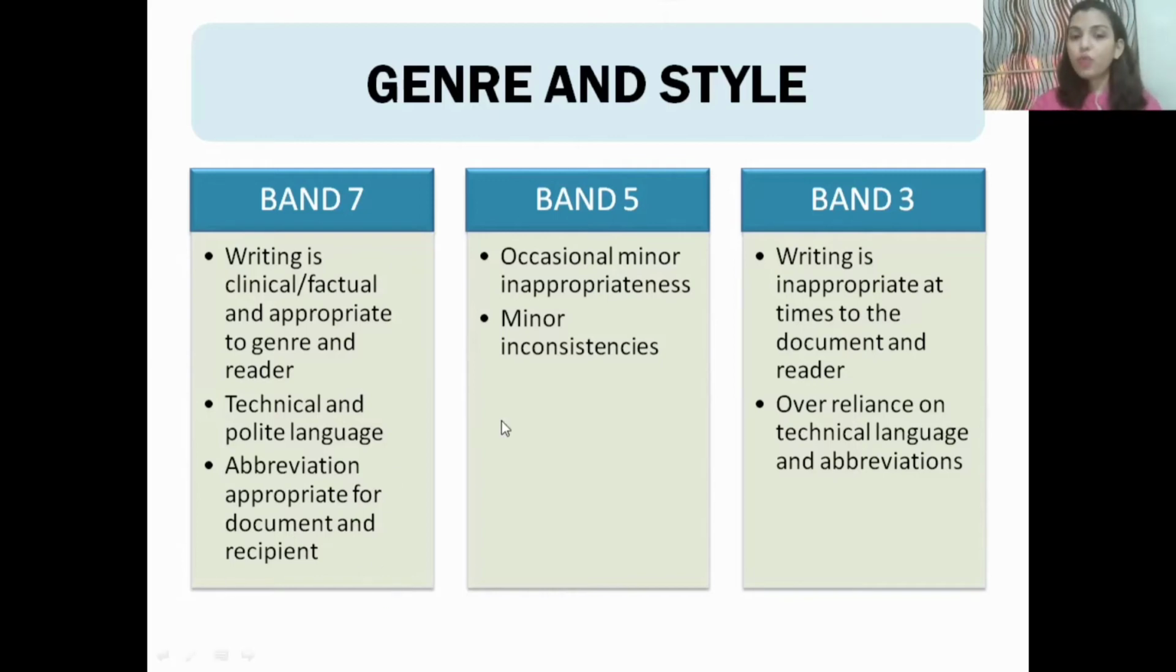Band 5 says occasional minor inappropriateness and minor inconsistencies are there, so you will fall in the category of band 5. Band 3 says writing is inappropriate at times to the document and reader. Still, you will fall into band 3 if there is over-reliance on technical language and abbreviations, that is, you have used abbreviations and medical jargon so much that it is difficult for the reader to understand.